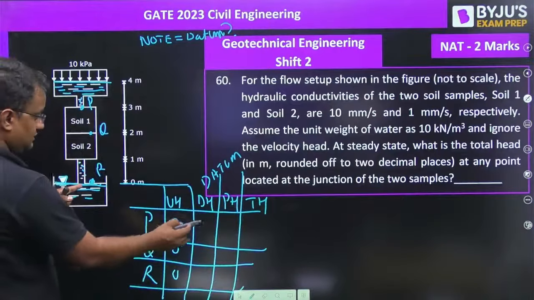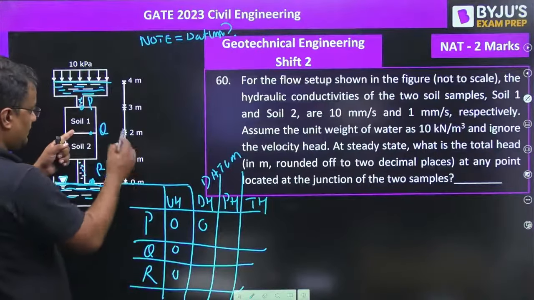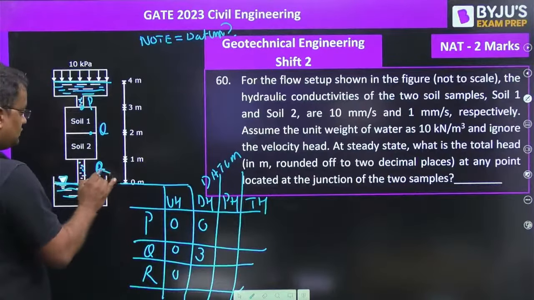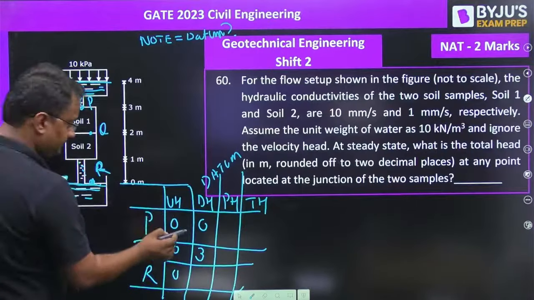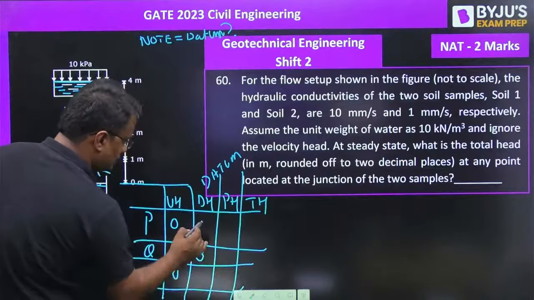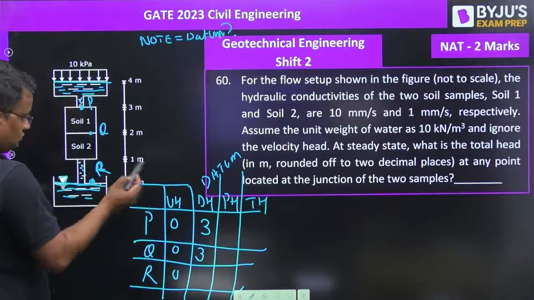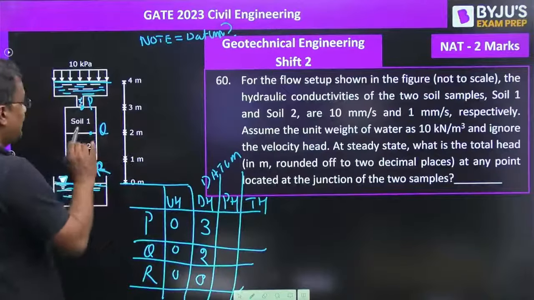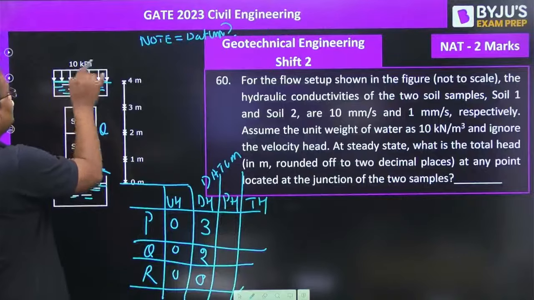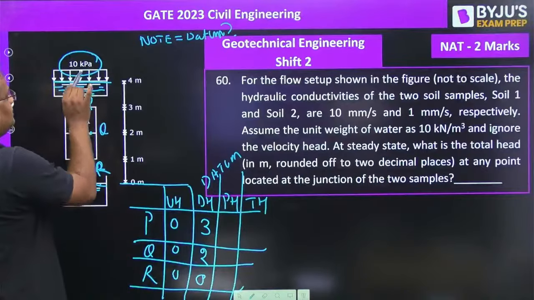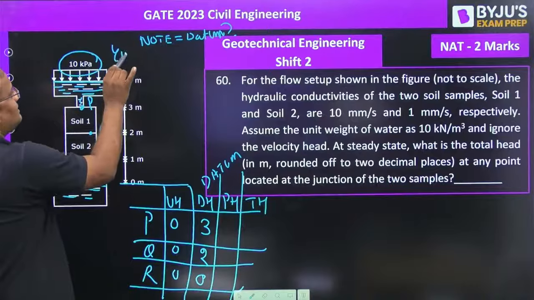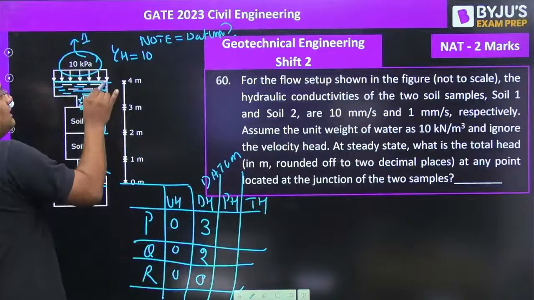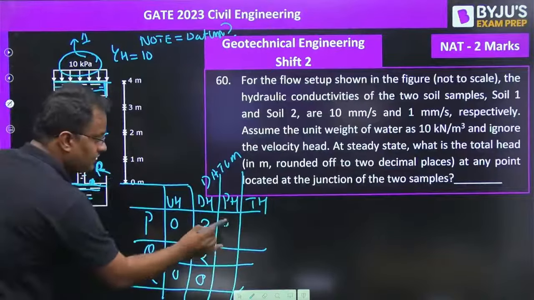Datum head at P is 0, datum head at Q is 1 and 3, datum head at P, sorry, this is R, datum head, this is R. So datum head at P from 0 to 3, this is 3. Okay, datum head at Q is 2, datum head at R is 0. Pressure head at P, this 10 kilopascal, so gamma H is equal to 10, so gamma is 10 kilonewton per meter cube. So due to this pressure head will be 1, and due to this water pressure head will be 1, so total pressure head will be 2.